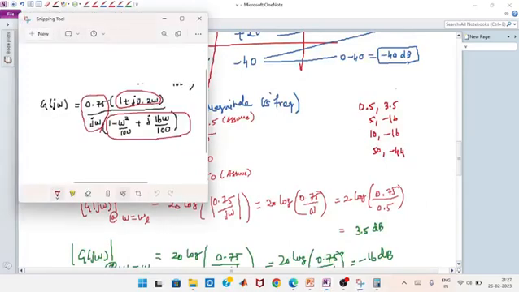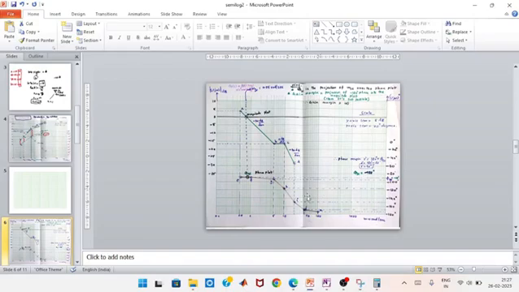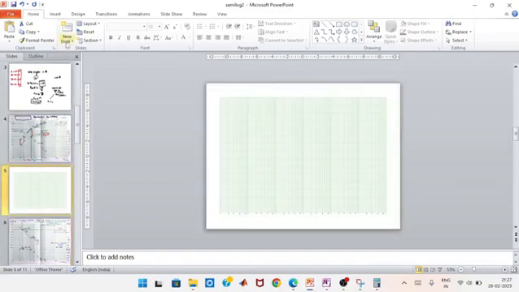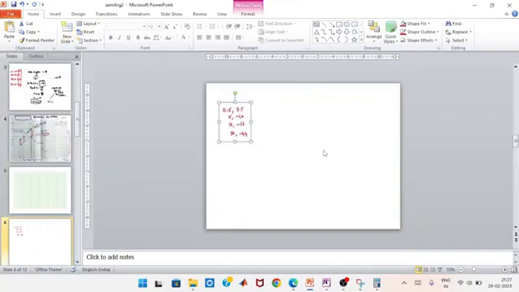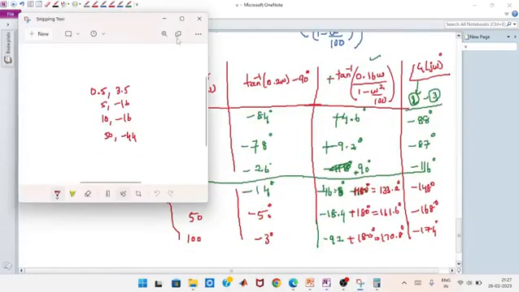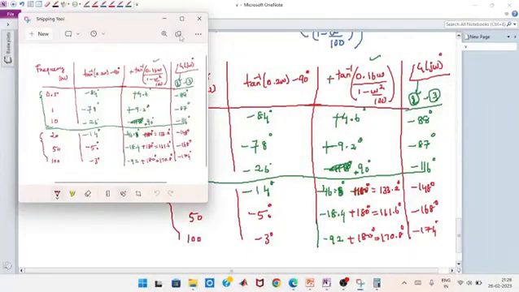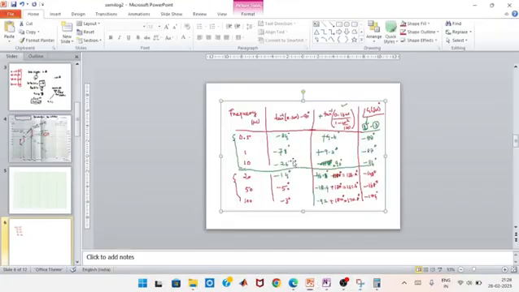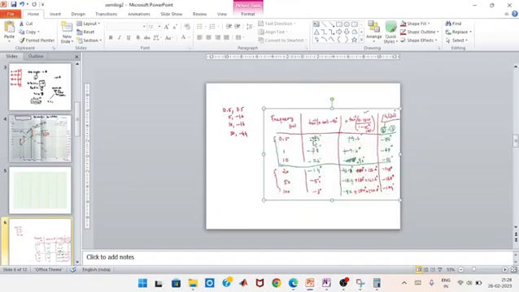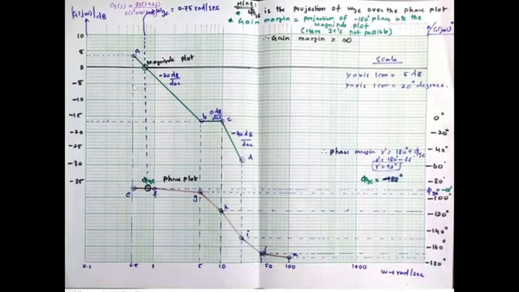Let me copy it, so instead of going and dragging, I will paste it over here. Okay, so this is my magnitude plot. Similarly, for phase, these are the values. So this is the phase value, and now it is easy for you to take. So it is 0.5 comma 3.5. You can see 0.5 comma 3.5.